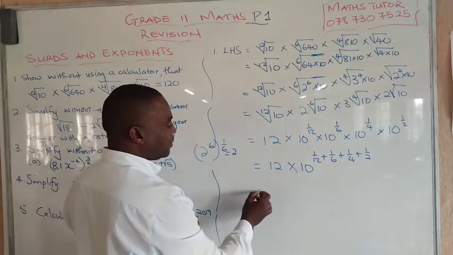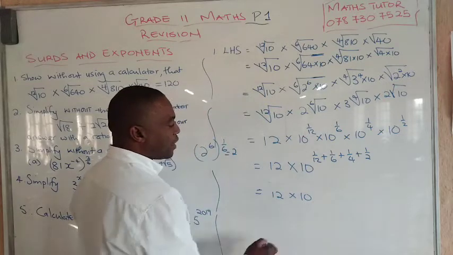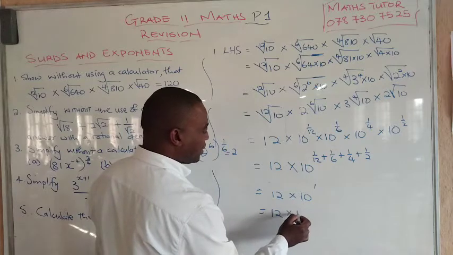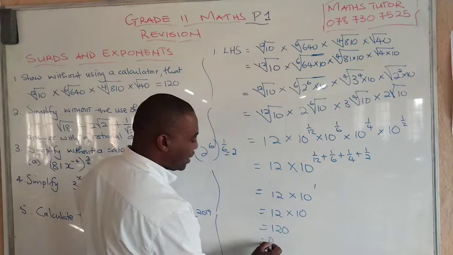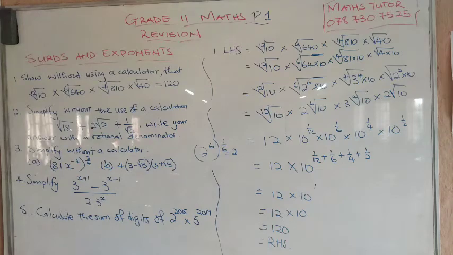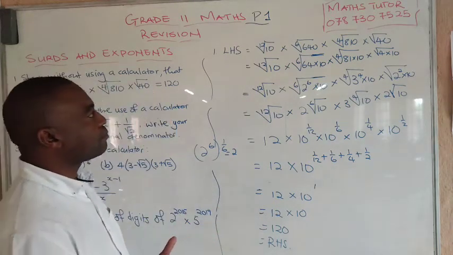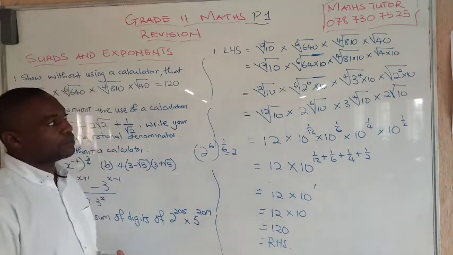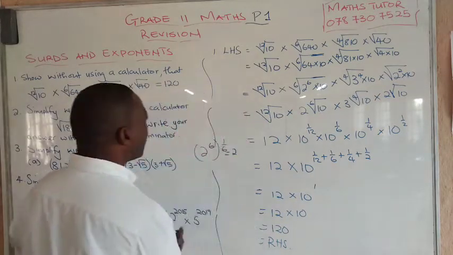Now the addition of this will give us 1. That means we are simply having 10 times 12 times 10, which is 120, which is equal to the right-hand side. So that is how we work out this question. It's all about working with exponents, establishing the relationships so that you are able to simplify. All right, let's go on to the second question.